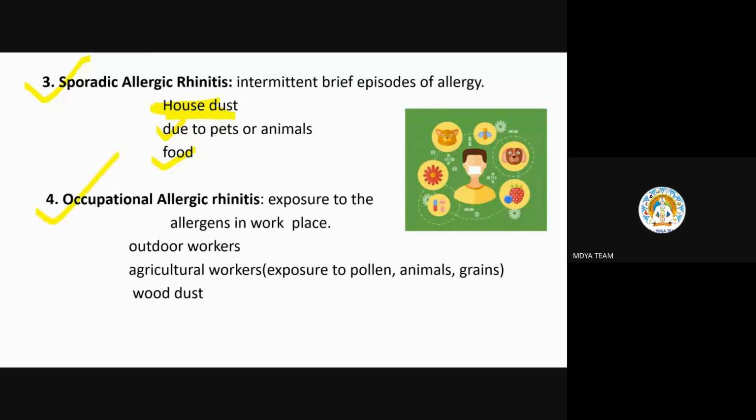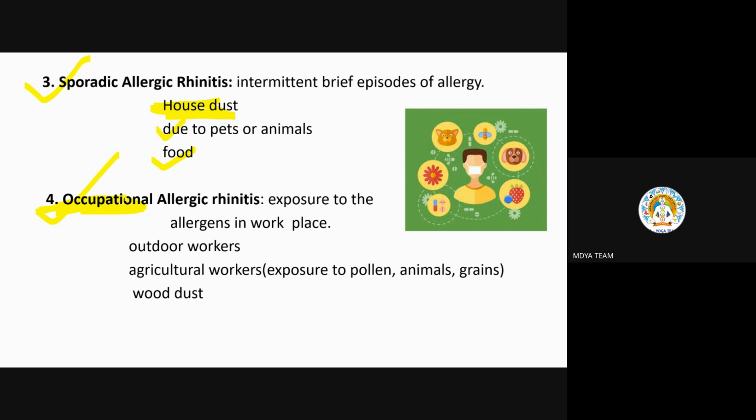What is occupational allergic rhinitis? It is exposure to the allergens at the workplace. Wherever we work, when we come in contact with these allergens at our workplace, this is called occupational. By name itself it is clear, occupational allergic rhinitis.